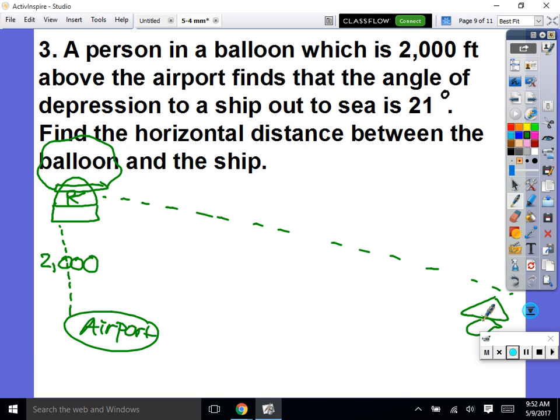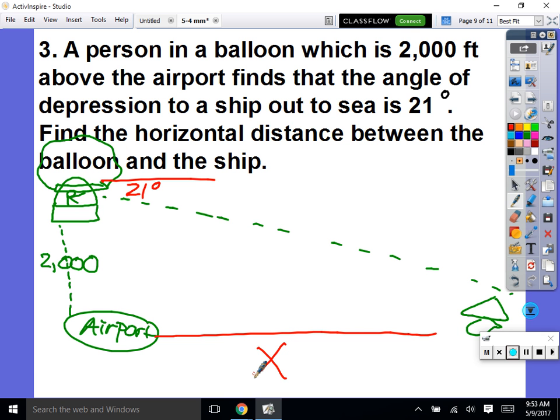Good catch. His eyesight started up here, and then he looked down. So unfortunately, the 21 degrees is out here. Now, notice that's not in my triangle. It says find the horizontal distance. Horizontal means the ground. This is the horizontal distance, so this is my x.